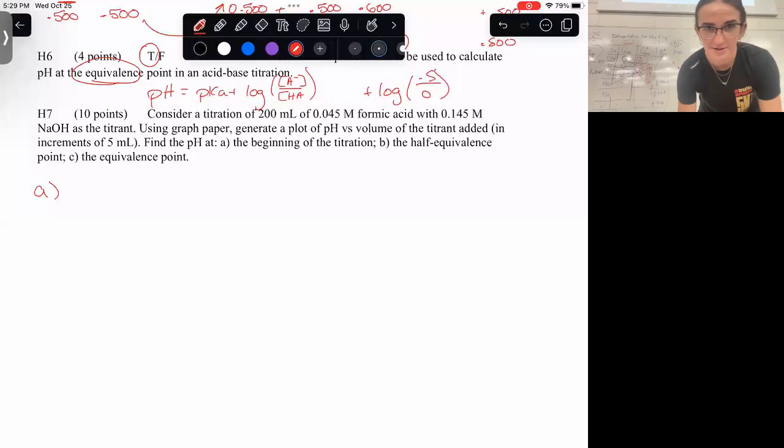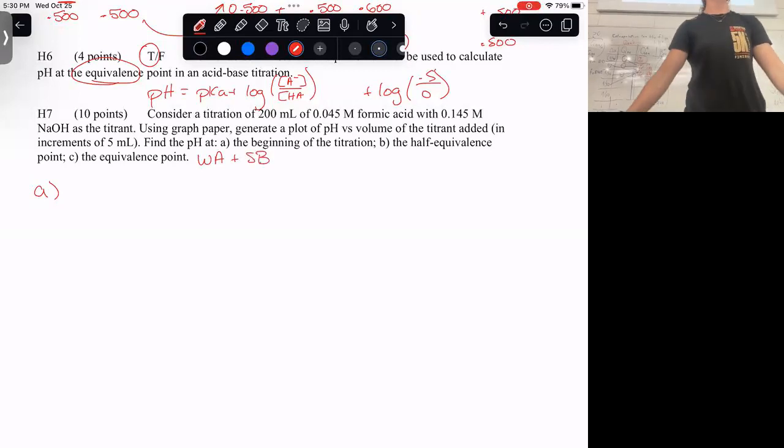Alrighty, so for part A, we're looking for at the beginning of the titration, what is your pH? What do we do in order to find this? First of all, before you answer that question, what type of titration do we have? What kind of acid are we using? We have a weak acid and a strong base.